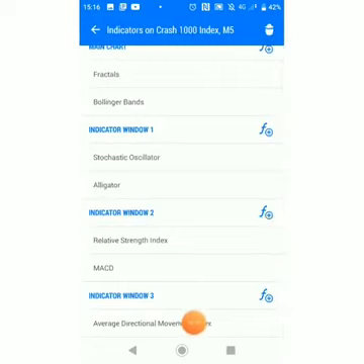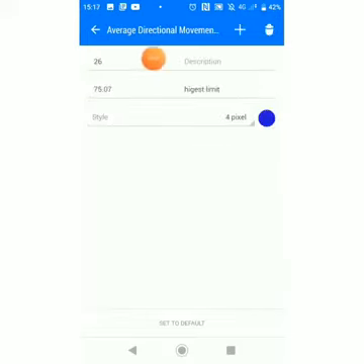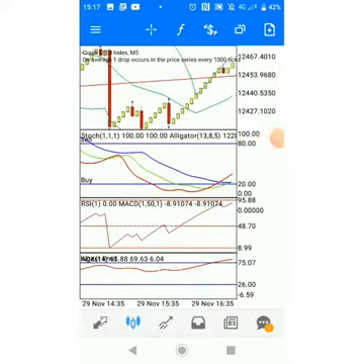Then the average directional movement: period 14, style 3 pixel, make your color red. The plus DI, make it white, the minus DI, make it white so it doesn't show on the background. On your levels you add 26 and 75. So do not worry about these ones, I was just using it for my setup. So let's go straight to the strategy.